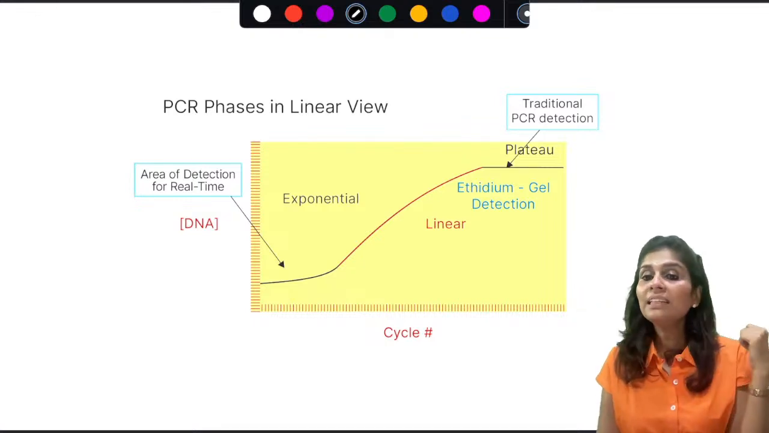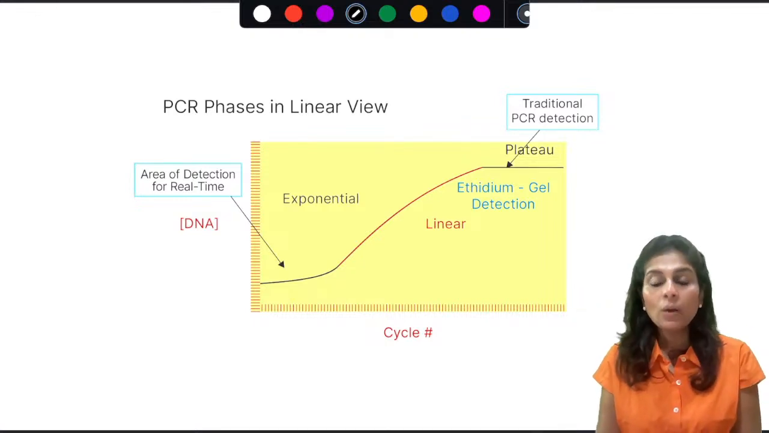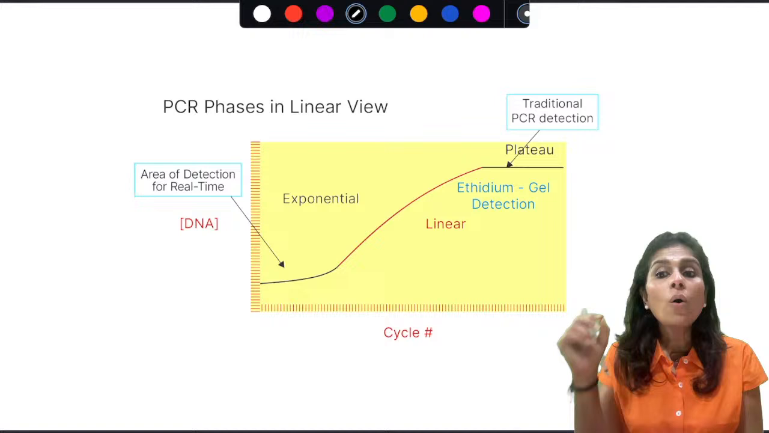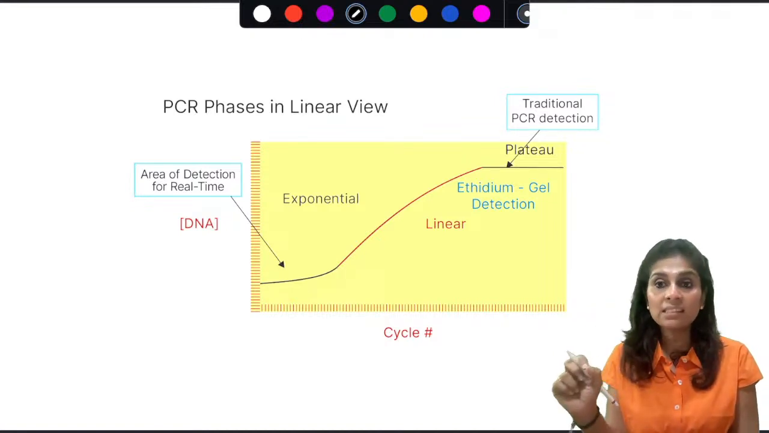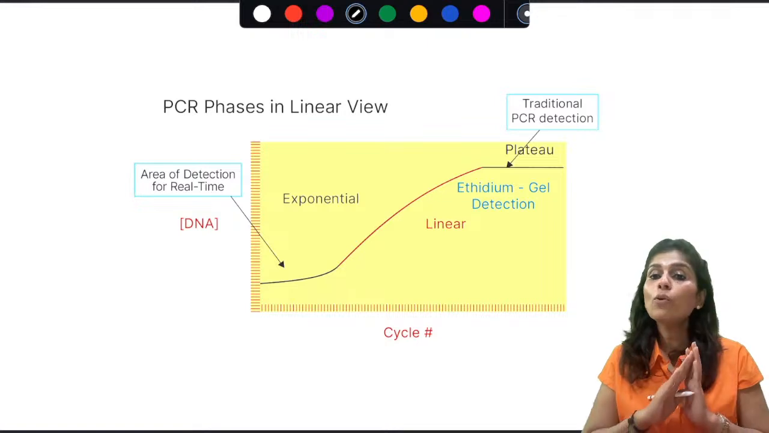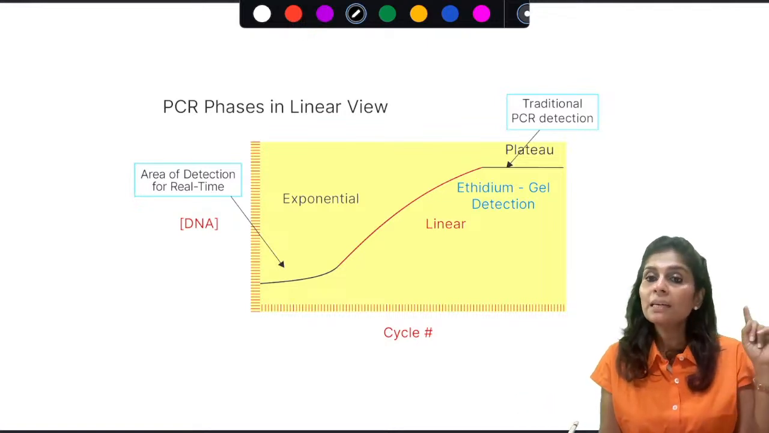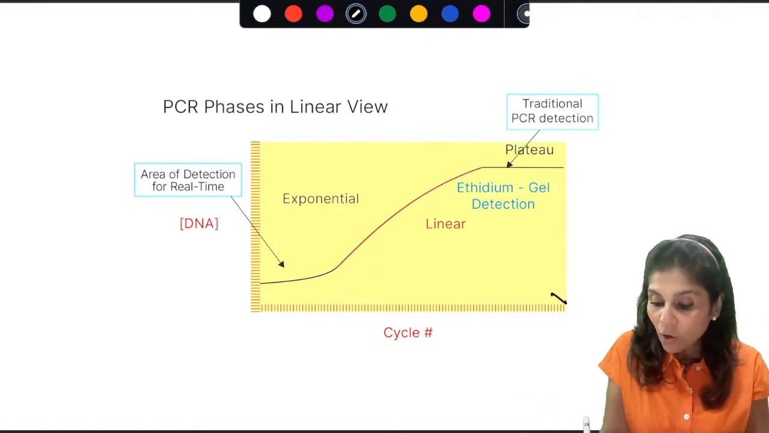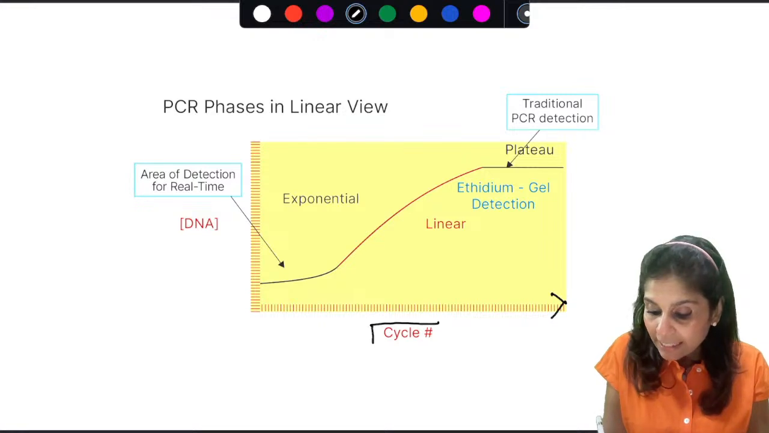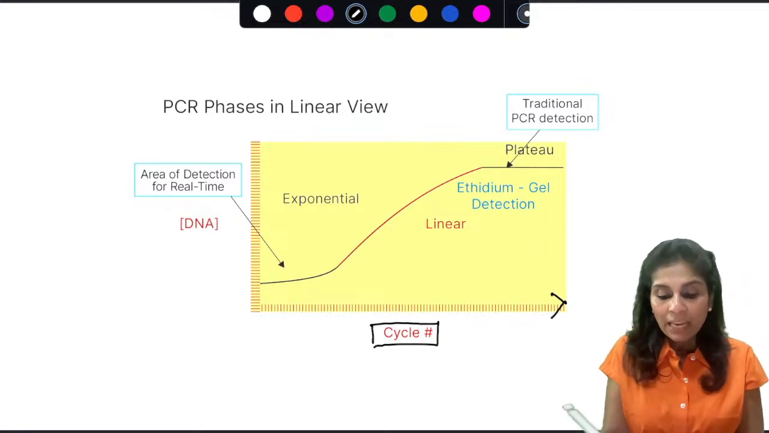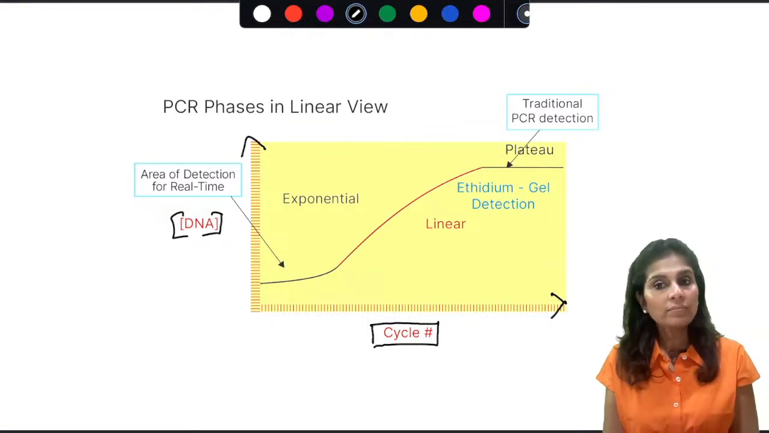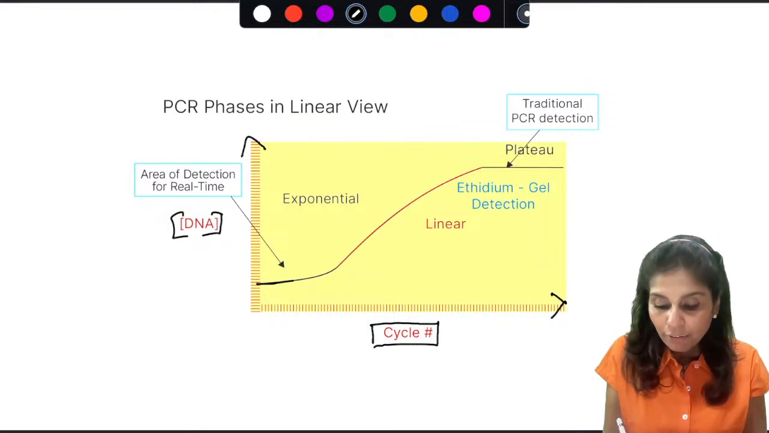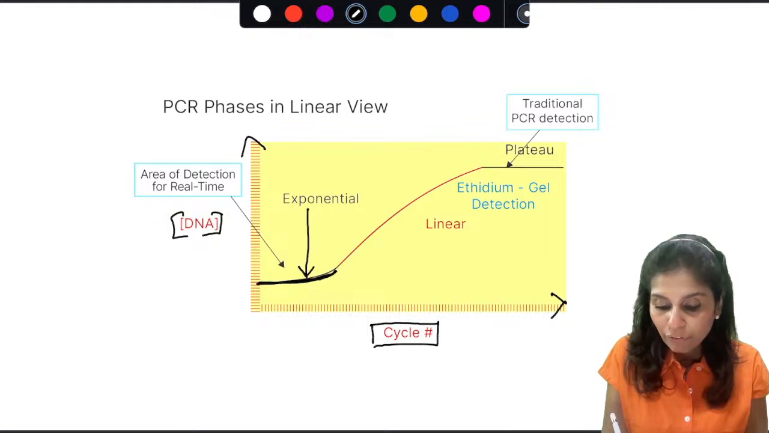Okay, so look at the graph that is shown to you here. Whenever you're shown a graph, always check what is along the x-axis and what is along the y-axis. That by itself will tell you all about the graph. For example, in this graph, tell me what is along the x-axis. Along the x-axis, it is number of cycles, and along the y-axis, it is DNA concentration. Okay, and the initial phase is called an exponential phase or a lag phase.